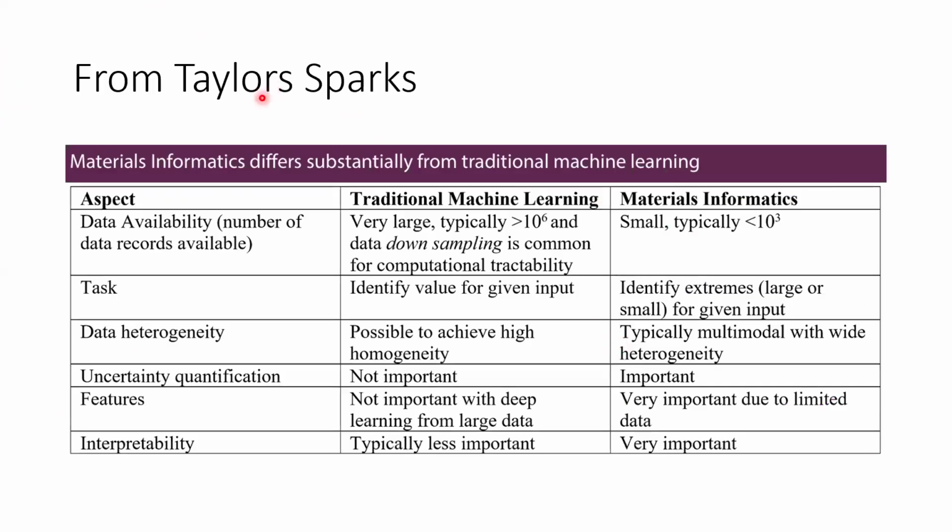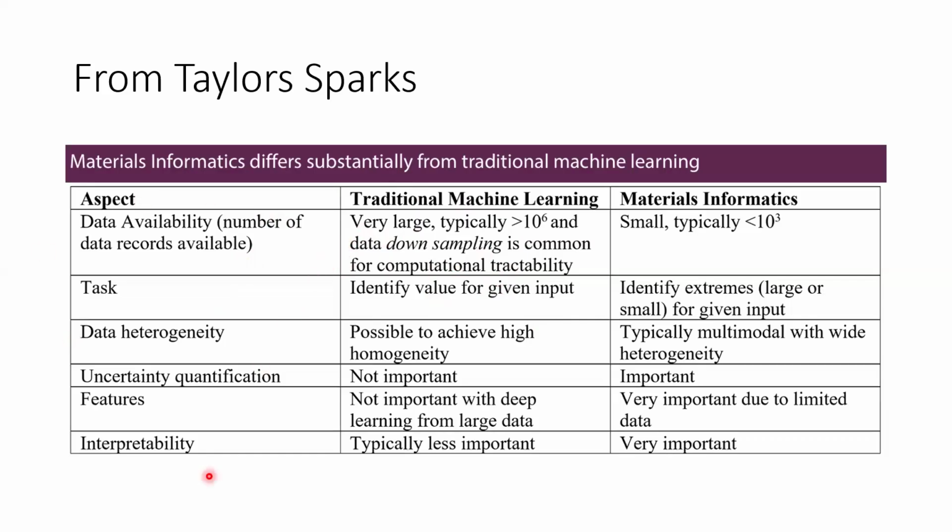Now we can see from Taylor Sparks. Yesterday I gave a brief introduction about him. He's one of the pioneers in materials informatics, a professor at the University of Utah in the US, where he has substantially differentiated the traditional machine learning approach from materials informatics. In the traditional machine learning approach, data downsampling is common. Downsampling is related to computational tractability, and it is based upon the number of data points available.